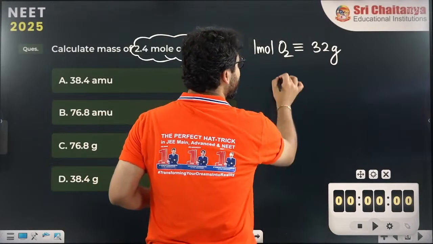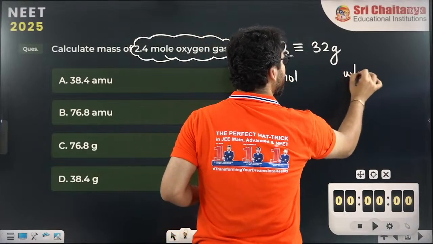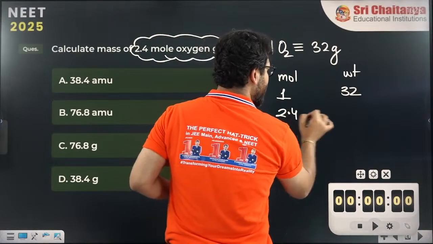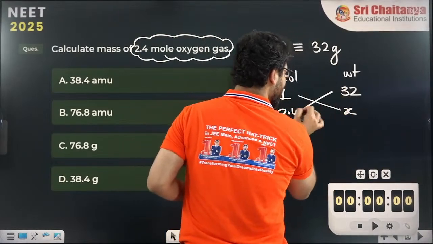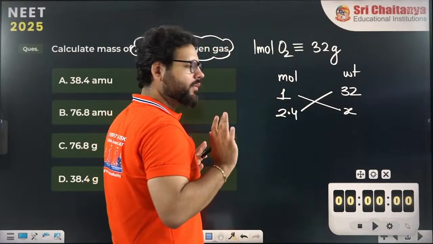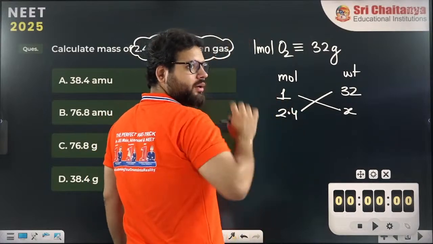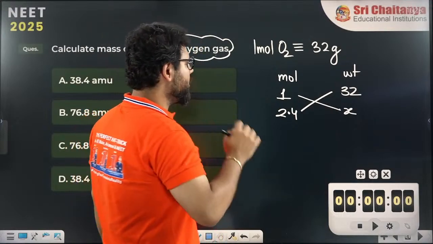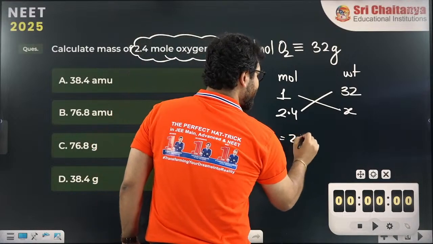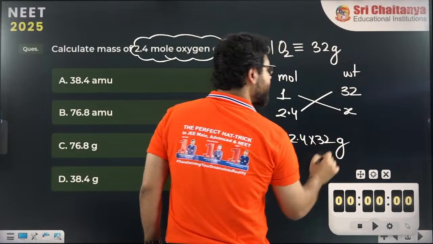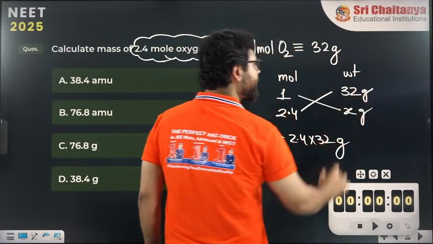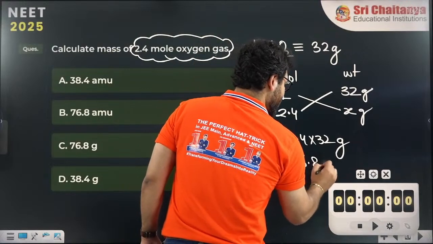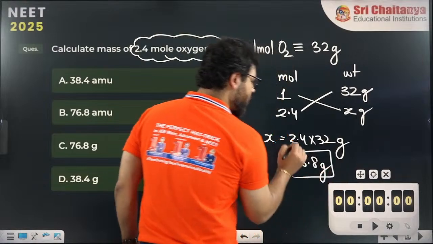I am using that crisscross method. I am comparing moles with weight. When mole is 1, weight is 32. When mole is 2.4, weight is X. Cross multiply. This is unitary only, nothing else. Is it clear now? So X equals 2.4 times 32 grams. The answer is 76.8 grams, not AMU.